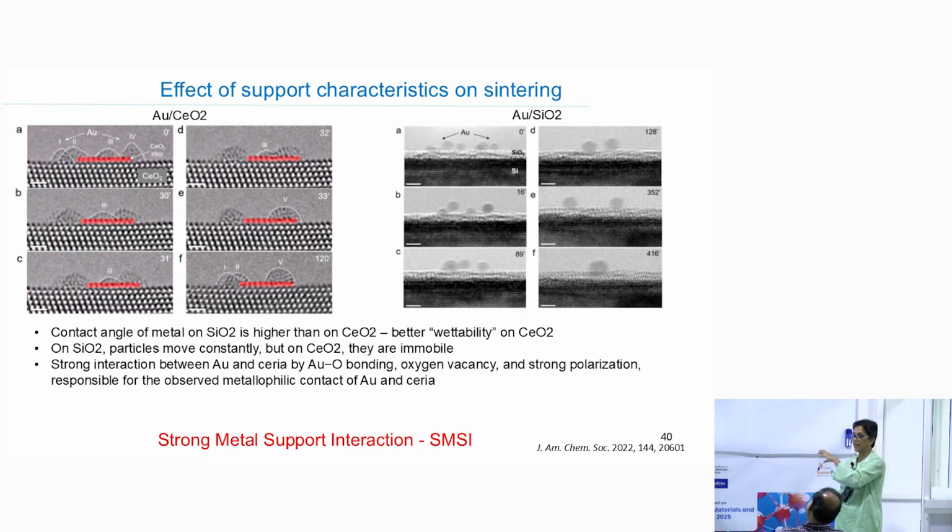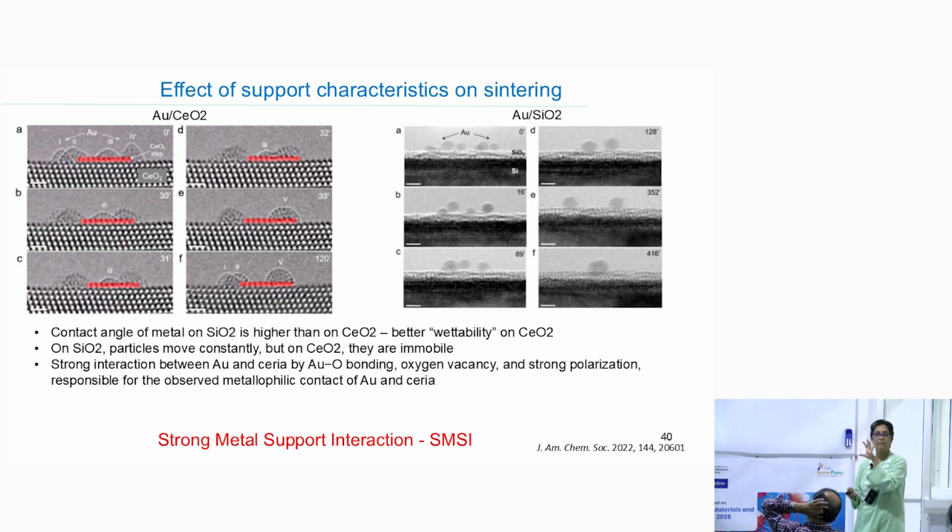makes that support interaction. So that is the strong metal support interaction, which we have been talking about for a long time. We knew that, but absolutely, like in front of your eyes, you are seeing it. This is very recent. And this strong interaction of gold and ceria is through bonding, oxygen vacancy, and polarization. All this is because of the metallophilic contact of gold and ceria.